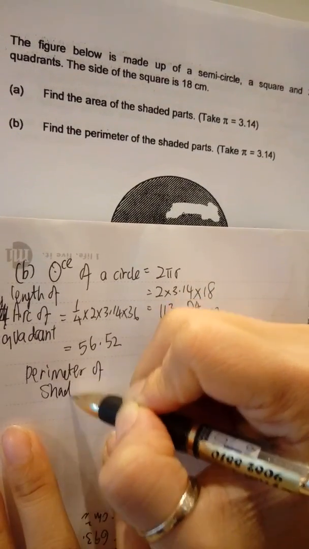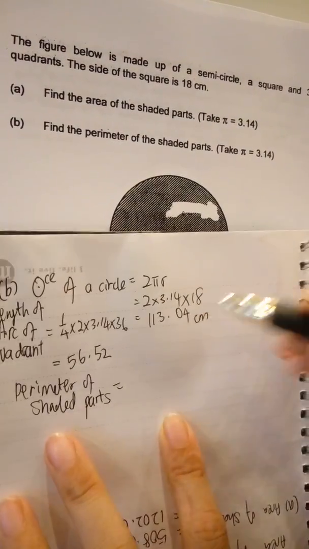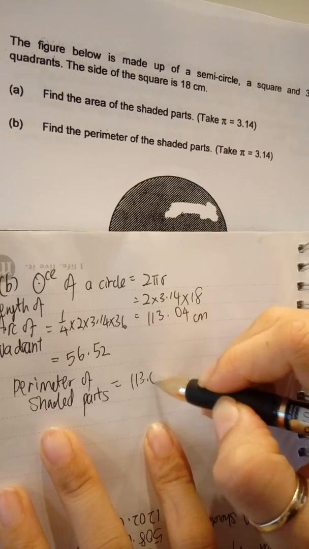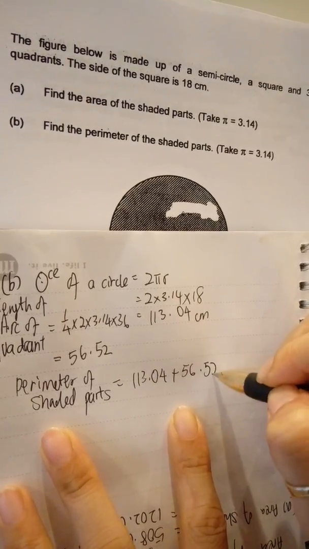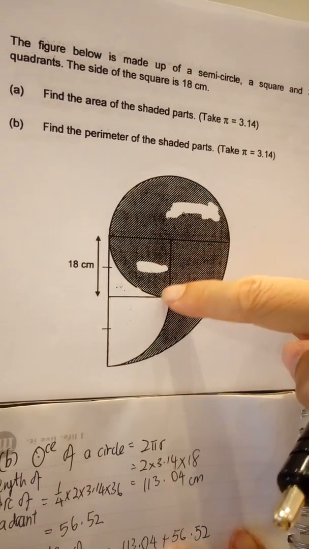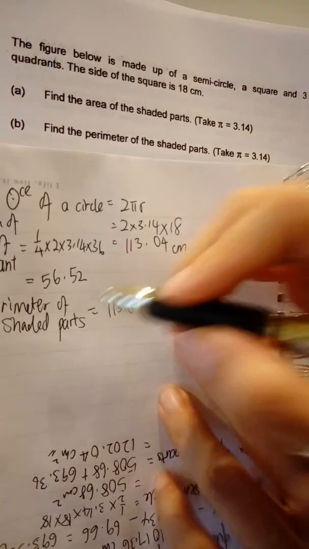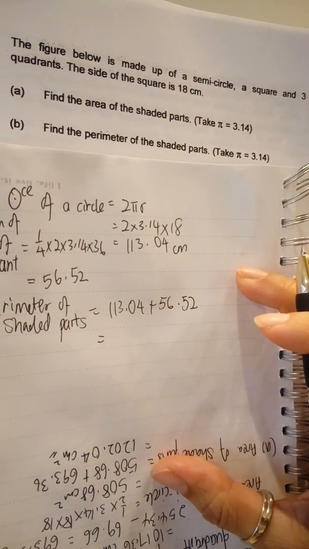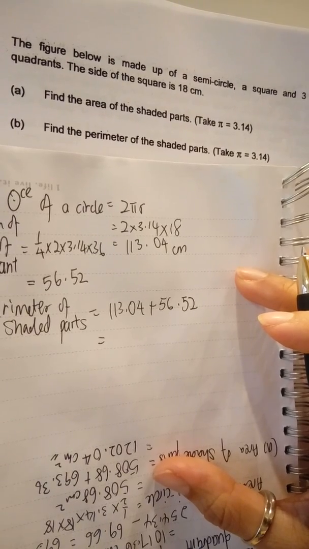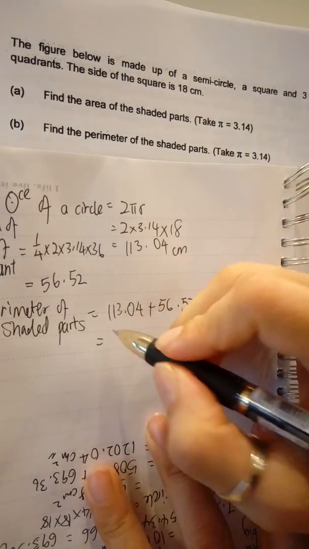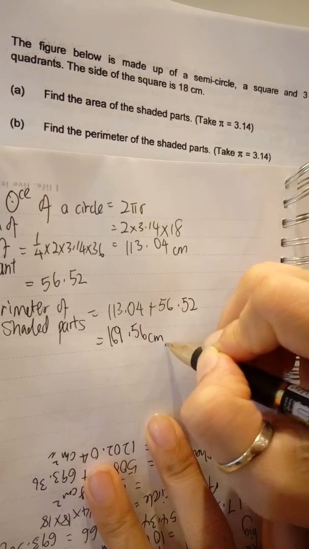Perimeter of the shaded parts equals the full circle plus the arc of the quadrant. You see the full circle, this one full circle here, plus the arc of this big quadrant. Answer, sorry, 169.56. Cool.